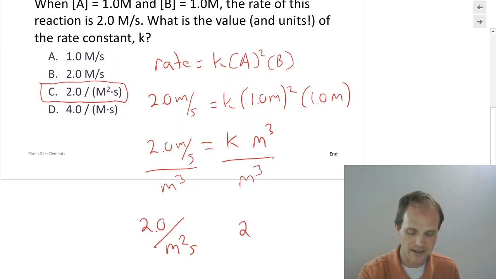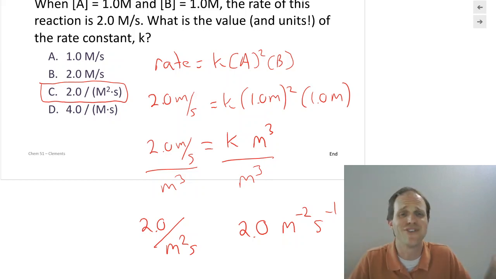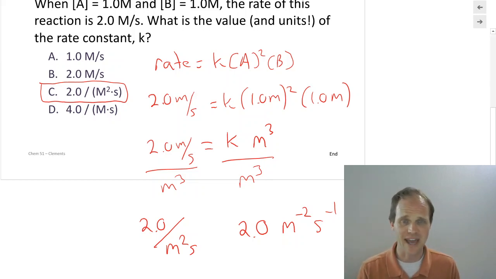You could also write that out as 2.0 molar to the minus 2 second to the minus 1, right? Because those minuses just mean 1 over. So either way you want to write it is just fine. You'll see it both ways. Some people like the fractional way, some people like the exponent way, and either way is fine in my world. So 2.0 per molar squared second. What is a molar squared second? I have no idea. No one does. It's okay. But you need those units in order to get the proper unit for your rate.